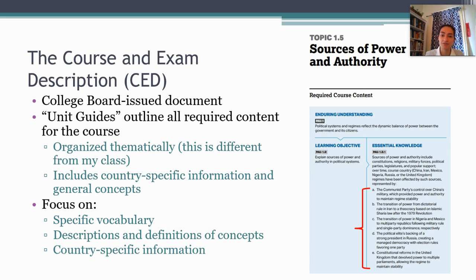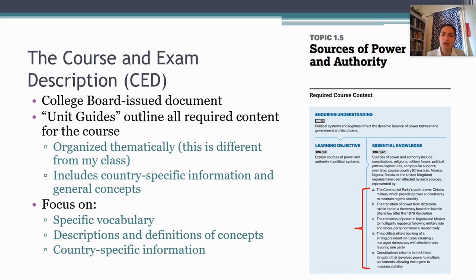If I look down to point B, I have to know that the transition to theocracy after the Iranian Revolution of 1979 is this important historical source of authority and of power for the regime in Iran, et cetera, et cetera. So those are the features of the course and exam description that I hope you will be able to pay attention to.